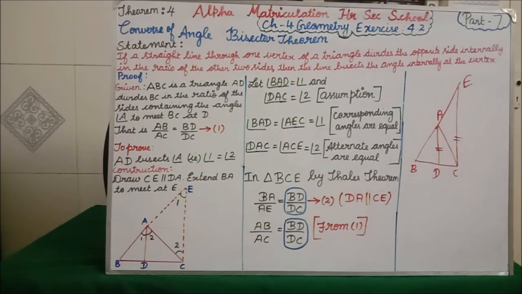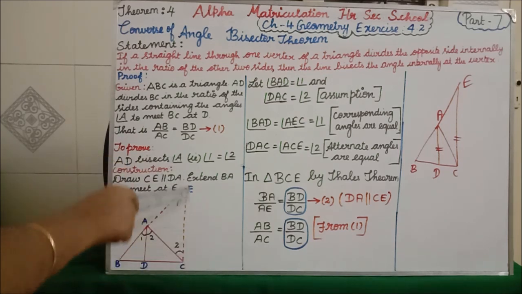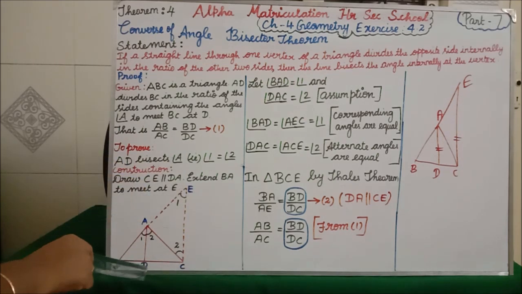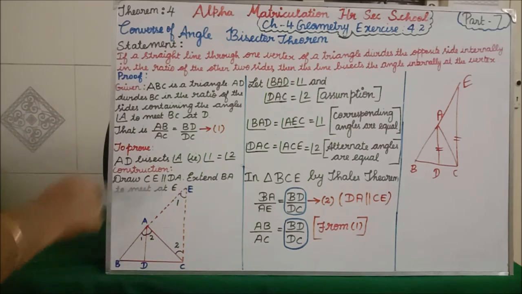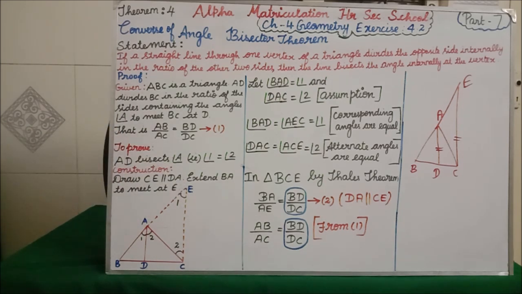See the figure now. The same thing I have drawn here. Draw CE. I have drawn CE here. Isn't it? See this line, this CE is parallel to this DA. After drawing this line, we want to extend this BA line to meet at E. Clear the construction, all of you students? Okay. Next we are going for the main proof.